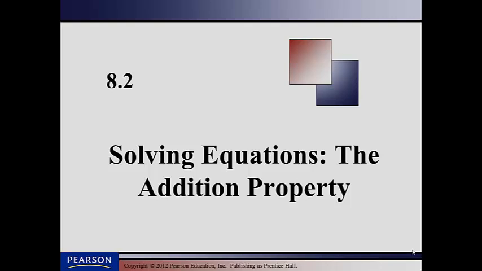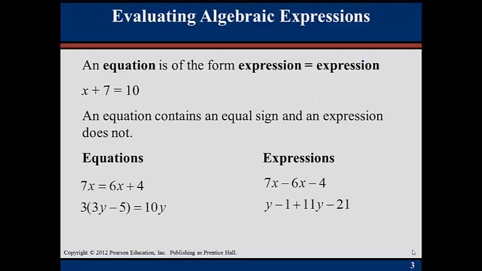Alright, now we are in chapter 8.2 and we're going to be solving equations using the addition property. An equation is of the form where we have an expression on the left side equaling an expression on the right side. They give us the example x plus 7 equals 10. The expression on the left is the x plus 7 and the expression on the right is 10. This is an equation because of the equal sign.